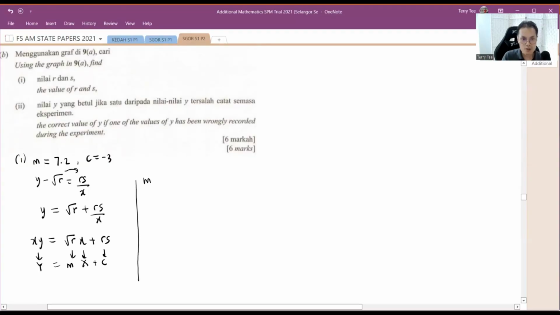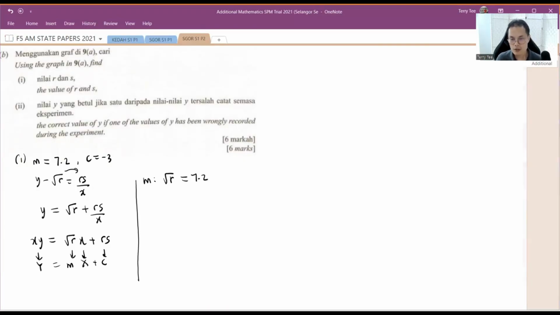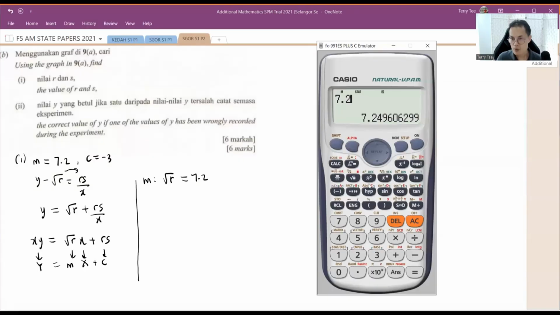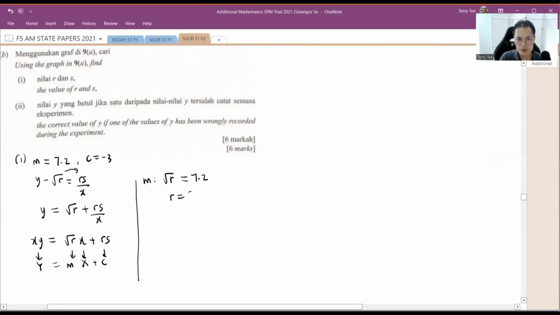My gradient here is square root R. Square root R is now 7.2. Okay, if you want to find your R, we take 7.2 square, which is 51.84. Yeah, 51.84. Now, sometimes you may get a slightly different answer. Like some of you may get 7.25, which is the most accurate answer, 7.25. Some of you may get 7.2 something.